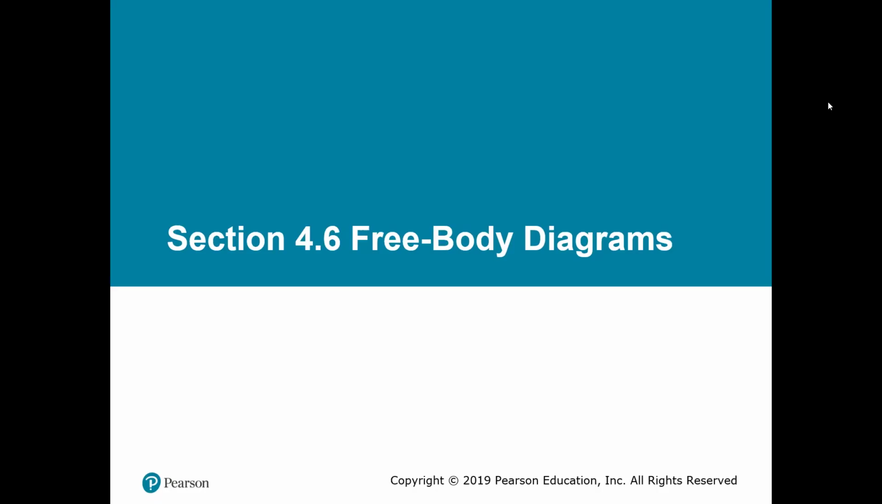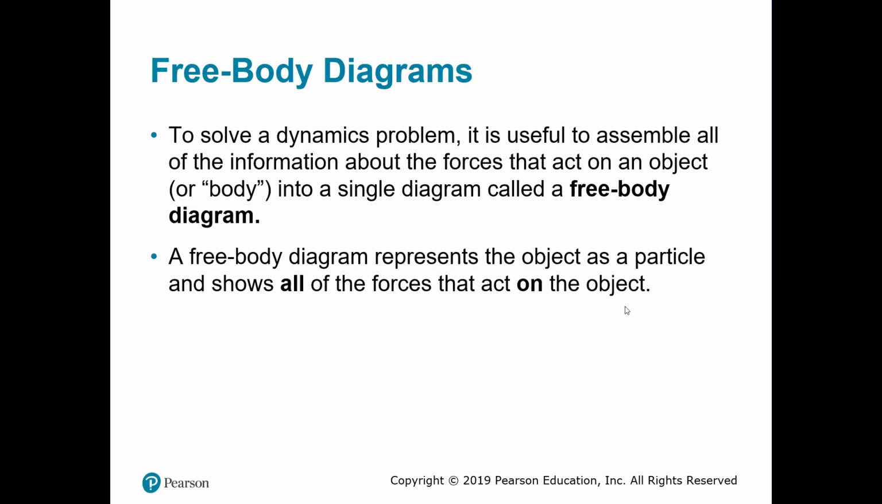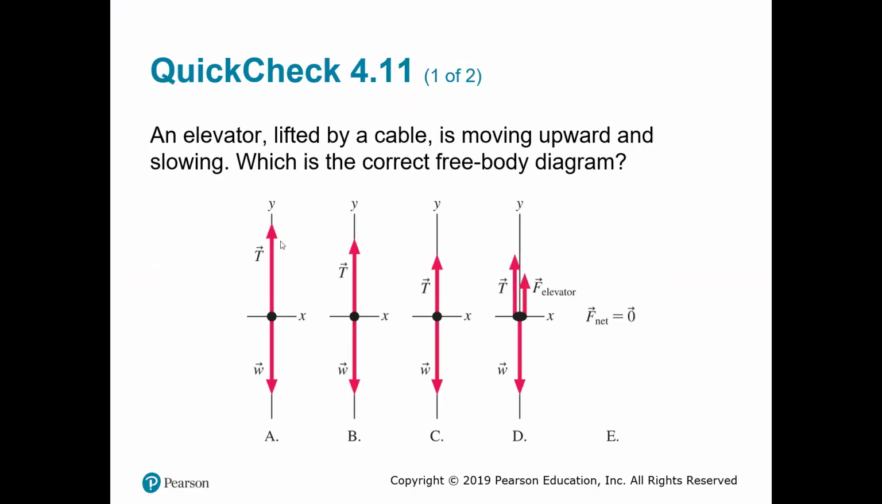Good morning, everyone. Today we're gonna talk about the last two sections of chapter four, the free body diagram, which we already worked on a little bit. So a free body diagram is nothing but a diagram that shows every force acting on the object that you're interested in, right? So for example, let's assume you have an elevator lifted by a cable, moving upward and slowing.